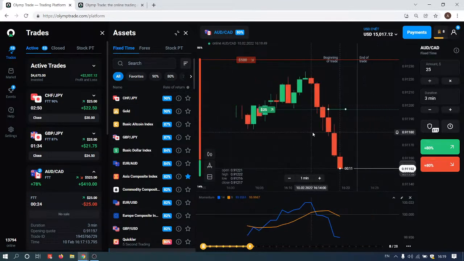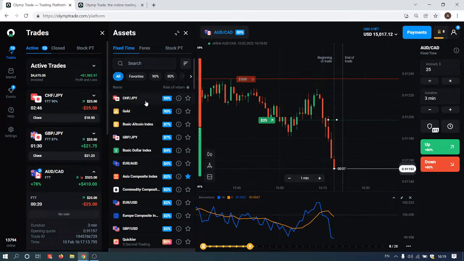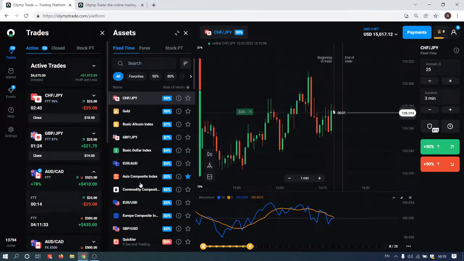All right, so yeah, unfortunately this trade will close with a loss. I cannot really even cancel it. Maybe I should have paid more attention to it.